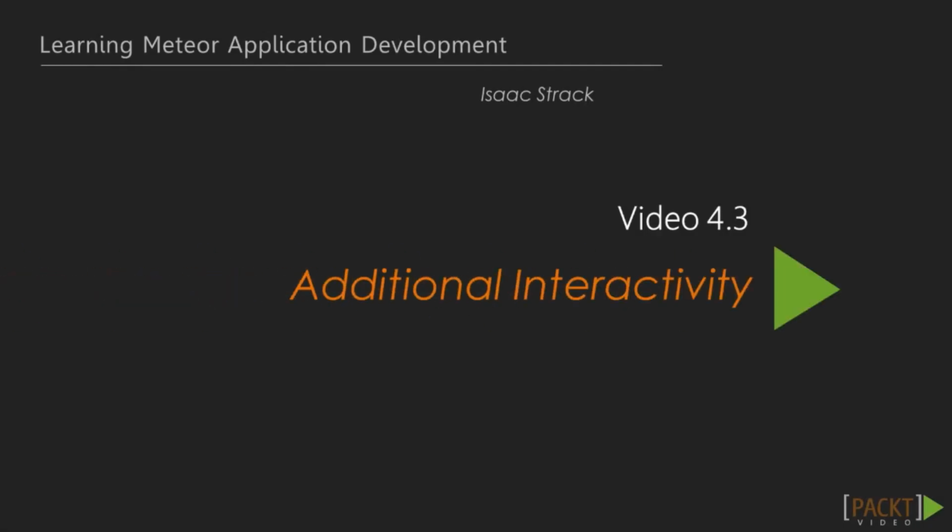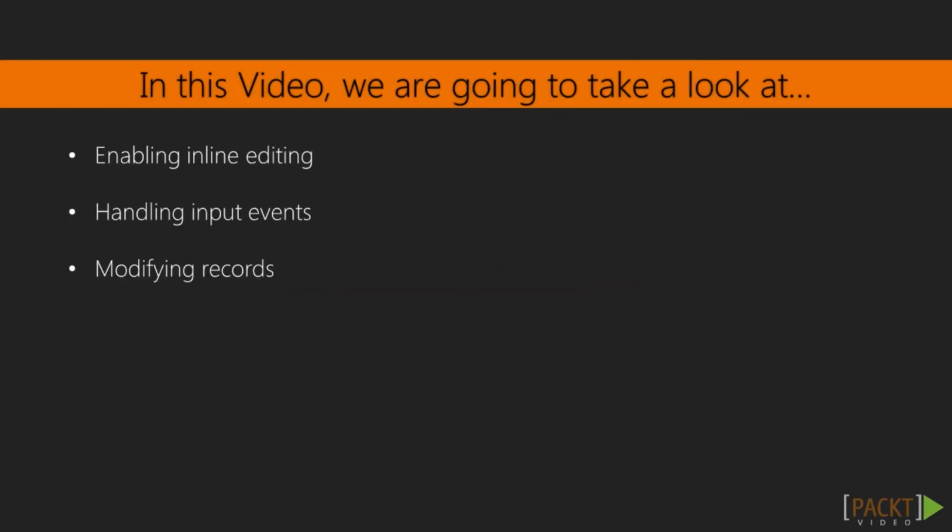Today we'll be going over the third and final video in section 4, creating responsive user interfaces: additional interactivity. We're going to enable inline editing, which means we'll be able to add a description or edit the description of an existing snippet. In order to do this, we will be handling the input events of either the keyboard or the mouse on the various elements, and we will go over modifying the records and having them reflected on the screen.